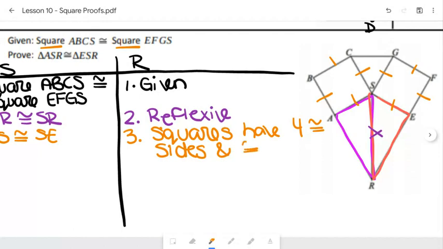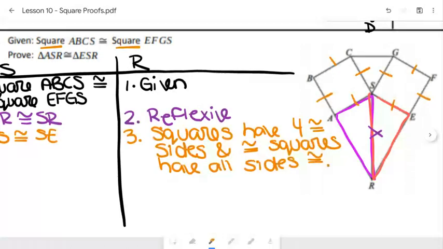And congruent squares have all sides congruent. Okay, so if we have 2 squares that are congruent to each other, we already knew that the square itself had 4 congruent sides, but if I know it's congruent to another square, that means all those square sides have to be congruent to one another.